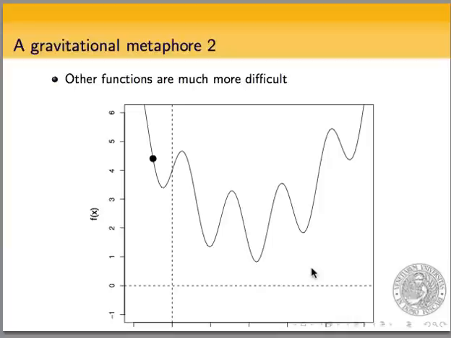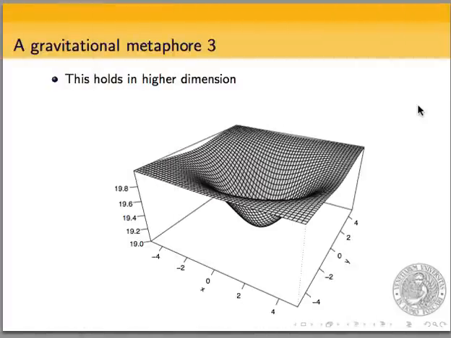More importantly, clearly on such a problem, the solution you will find thinking of this gravitational metaphor is strongly depending on your initial starting point. If you place, for example, your ball here, you are going to roll down and you will reach this point. But clearly, this point is going to be completely different from the solution that you would have got starting there. And you may think that this description is suitable only for a one-dimensional function, but clearly this holds in higher dimension.